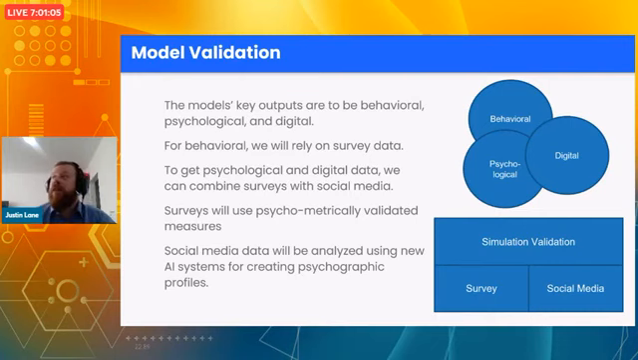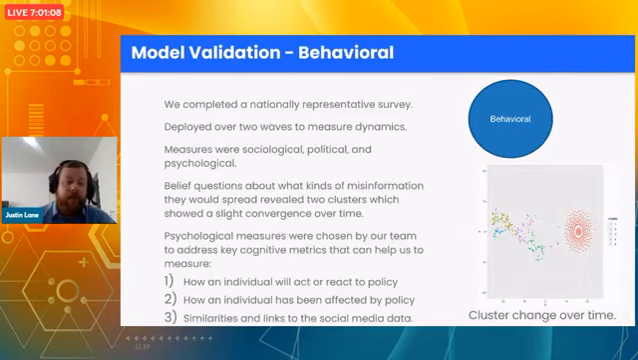So the validation that we have for the behavioral data itself, we worked with Kantar, which is the same as Gallup, but it's their local offices for Kantar there, and we deployed this nationally representative survey over 2 waves. That allows us to not just look at the snapshot, but look at the changes over time, so we can try and control and put in the dynamics that are going to be interesting from the agent-based modeling perspective.